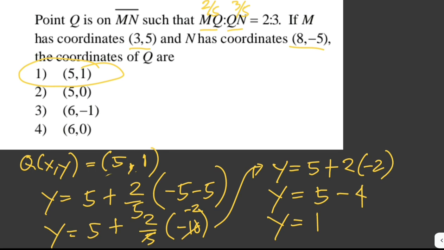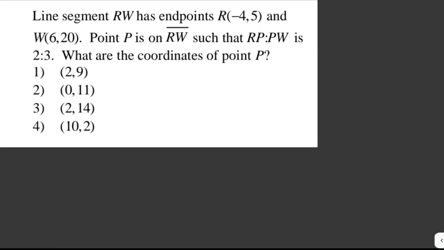Let's solve some more problems here. Line segment RW has endpoints point R(-4, 5) and point W(6, 20). Point P is on RW such that the ratio between RP and PW is 2:3. So what are the coordinates of point P? So the same method.